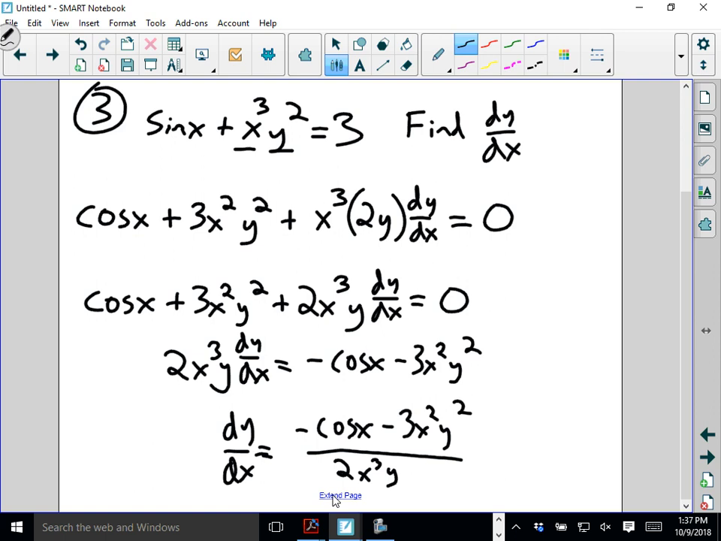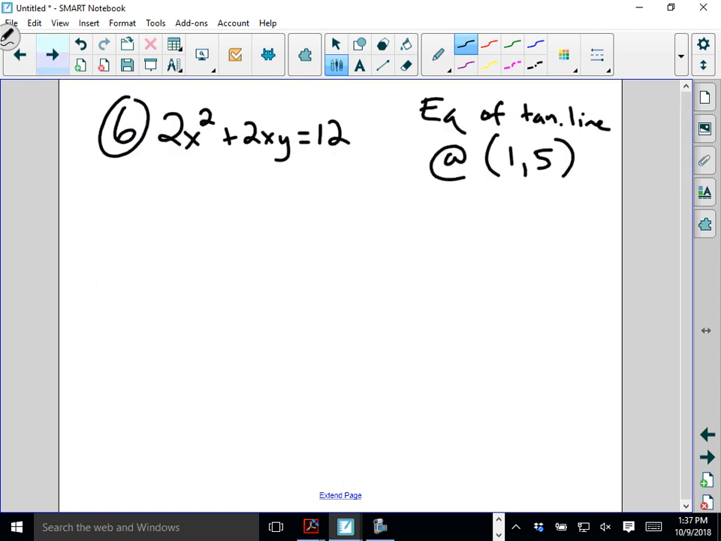So 6 says we have our curve there. We want an equation of the tangent line at the point (1, 5). Anytime I want an equation of a tangent line, I want my point, which I already know is (1, 5). And I need to find the slope, and I need to write my equation. For the slope of the tangent line, obviously I need the derivative, and then I'm going to plug the point (1, 5) into my derivative to solve that.